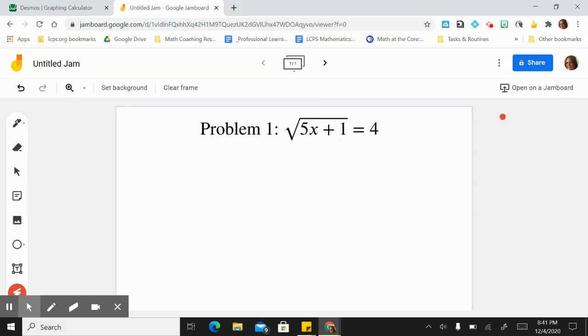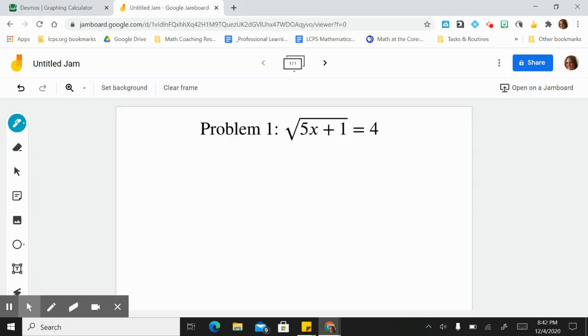If I know that this left side has to equal 4, I can think, well, the square root of what number would be equal to 4? Some of you might be thinking, oh, well, that's just 16. I know that the square root of 16 equals 4. I mean, you'd be correct. We know that this part here has to be equal to 16.